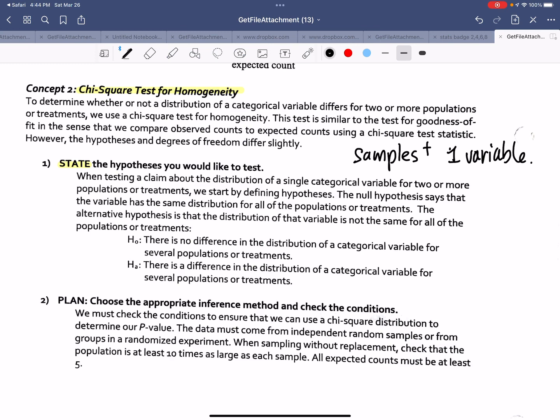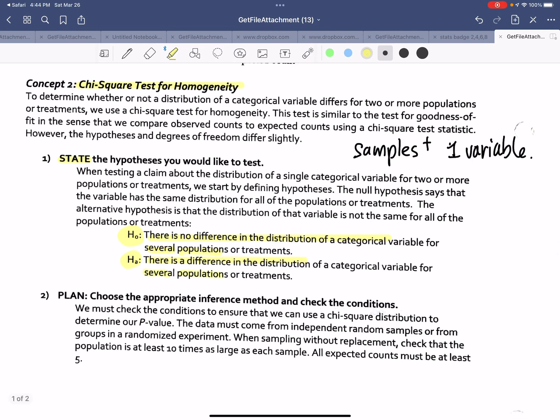So generally, regardless of what they ask of us, we can say that the null hypothesis is there is no difference in the distribution for the several samples. And alternatively, we want to say there is a difference in the distribution between the several samples. Here we have two.